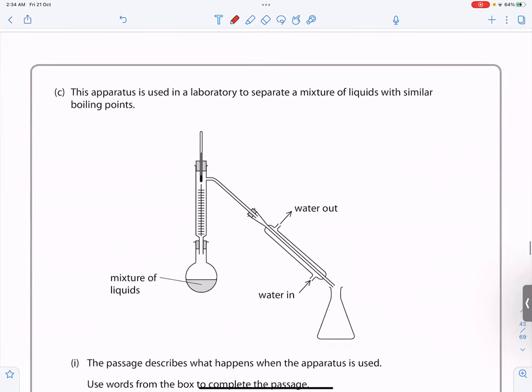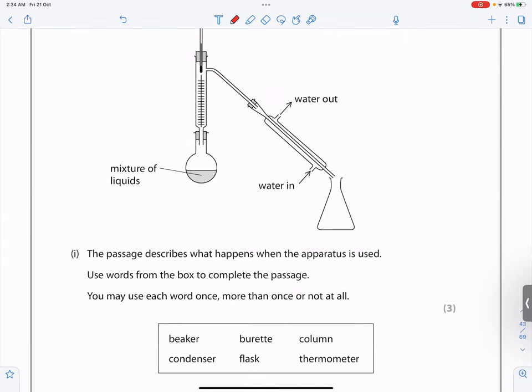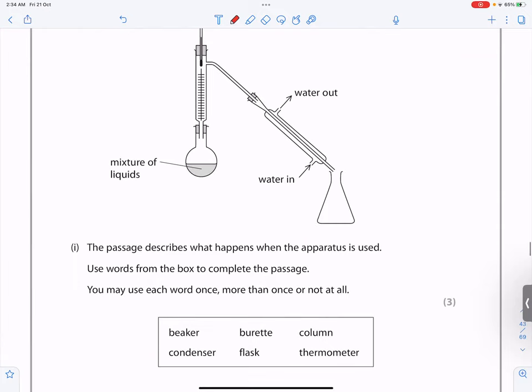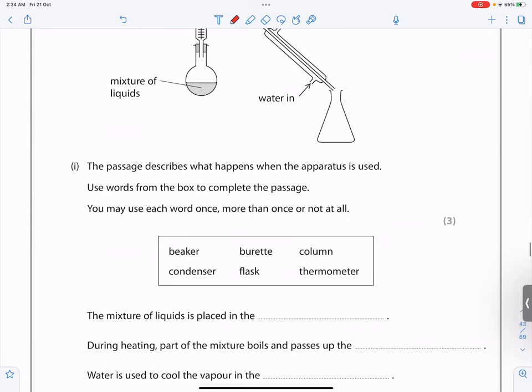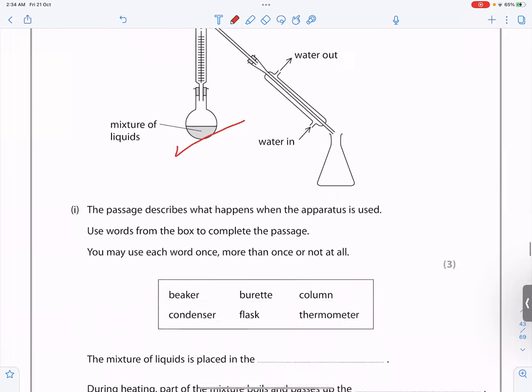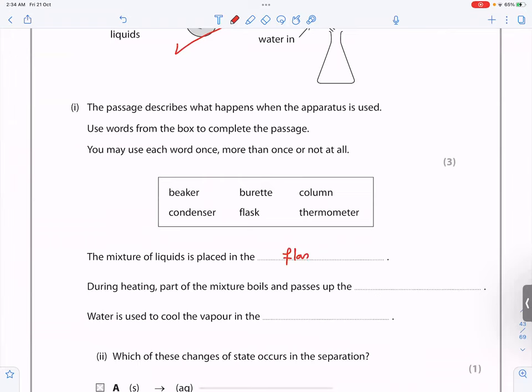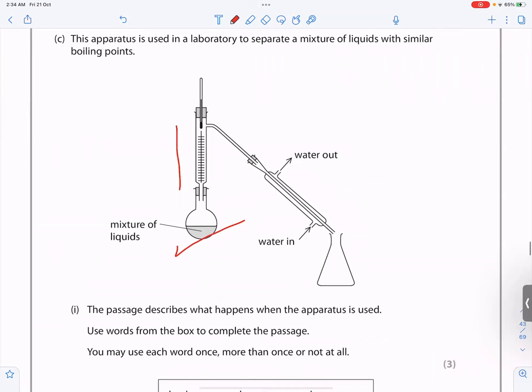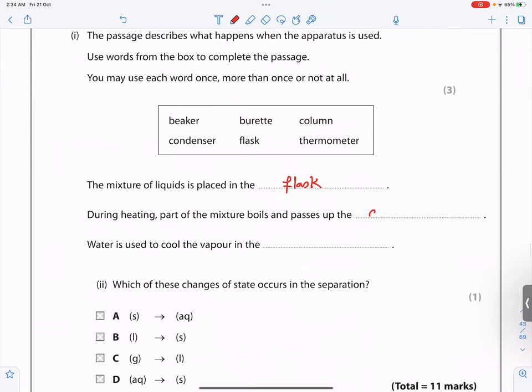This apparatus is used in laboratory to separate a mixture of liquids with similar boiling points. The passage describes what happens when the apparatus is used. Use words from the box to complete the passage. You may use each word once, more than once, or not at all. The mixture of liquid is placed in the flask. During heating, part of the mixture boils and passes up through the column.